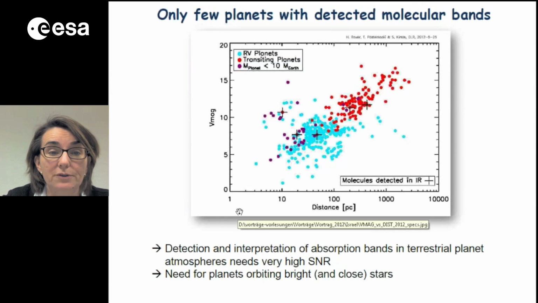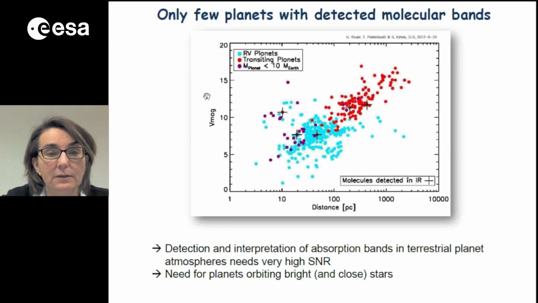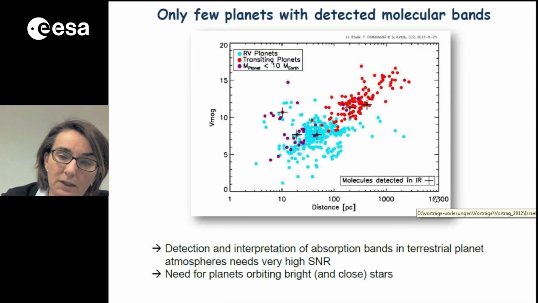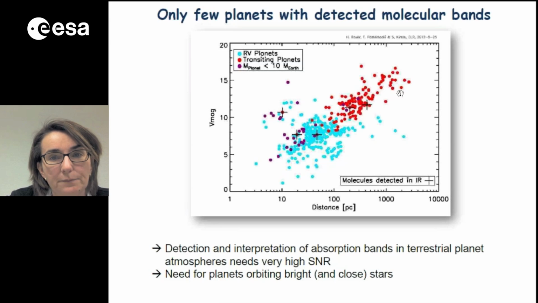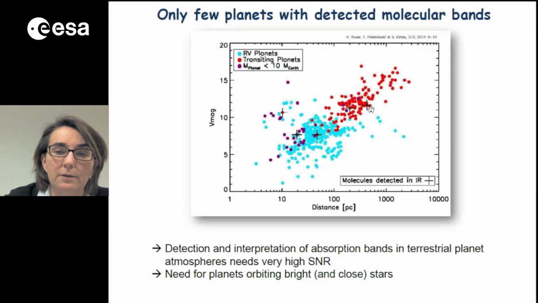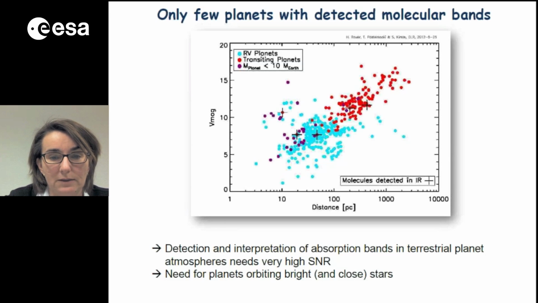And why is that? Well, this is shown here. The y-axis here is the brightness of known extrasolar planets in magnitudes. The x-axis is showing the distance of the planetary systems to us. And what we see here is, blue are planets detected by radial velocity, red are planets detected by transits. You see all the transiting planets are here at large magnitudes. That means they are very faint. And most of the transiting planets are far too faint to allow such kinds of spectroscopic or spectrophotometric measurements. Only the planets shown here with crosses are planets for which molecular absorption lines could be detected in the infrared range, and they are all hot Jupiter-like planets.